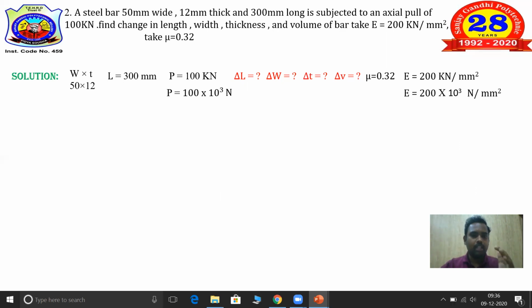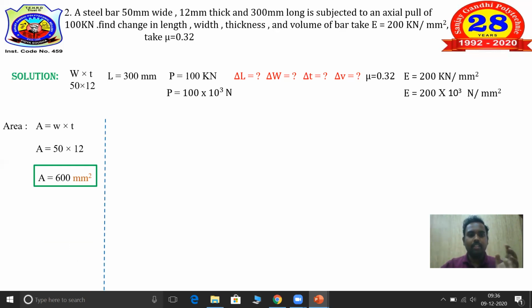Okay. So first I'll solve for the area. A equals W into T. In the previous case, we took B into T because he had given breadth and thickness. In this problem, he has given width and thickness, so that's why I need to take W into T. Okay, students? On substitution, I'll get the value of area, that is 600 mm square.